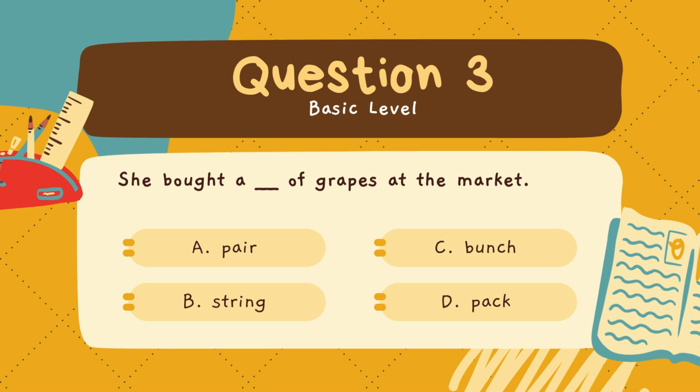Question 3. She bought a of grapes at the market. A. Pear. B. String. C. Bunch. D. Pack.